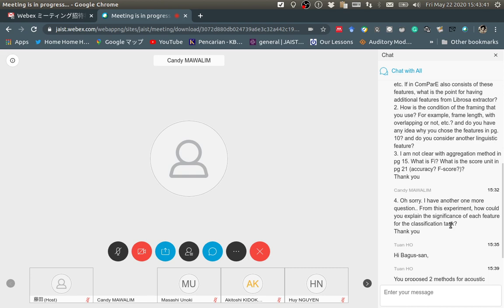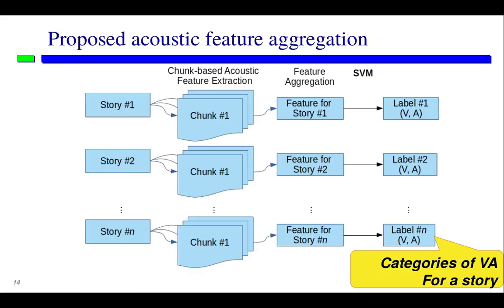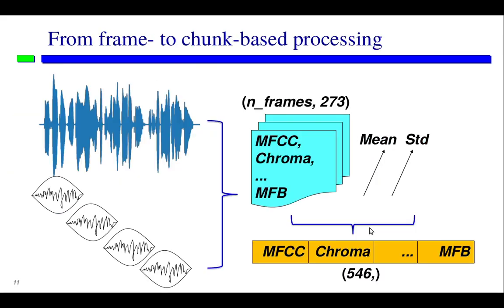Significance of each feature for the question. I didn't calculate the feature importance. Yes, sorry, I didn't calculate it because it's a statistical function and there are a lot of features. For example, 500 features here: MFCC 40, chroma maybe 13.